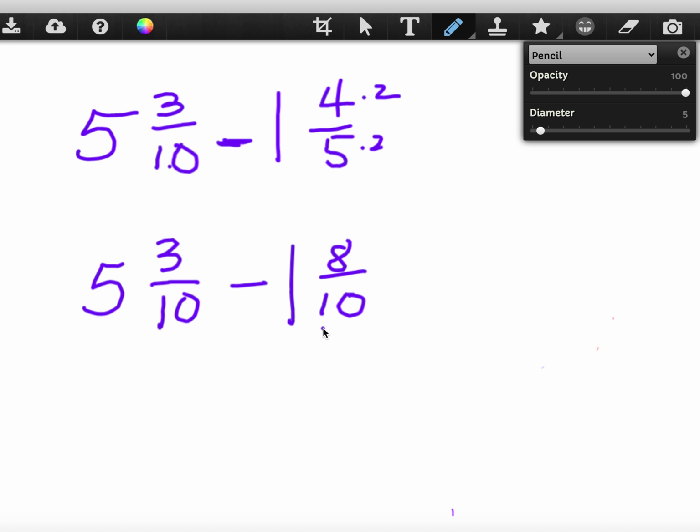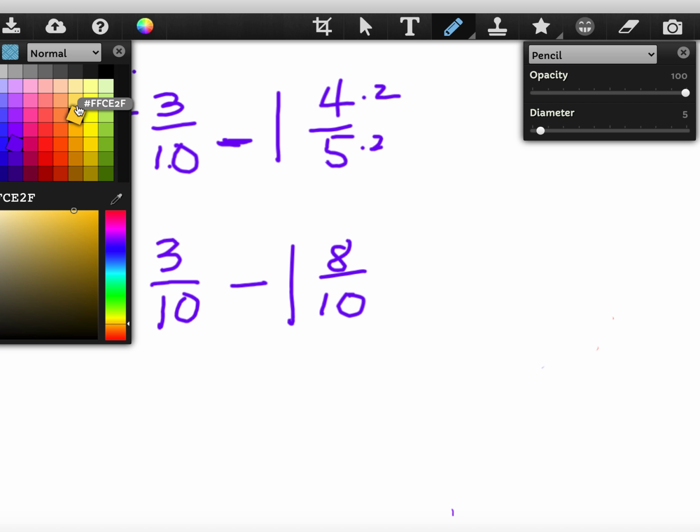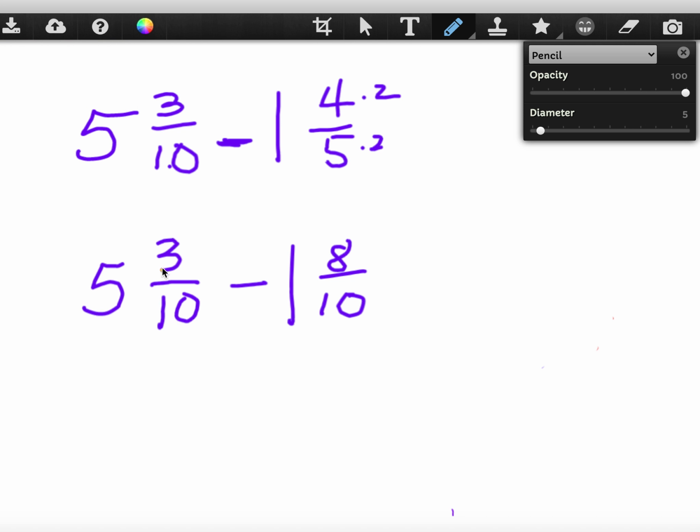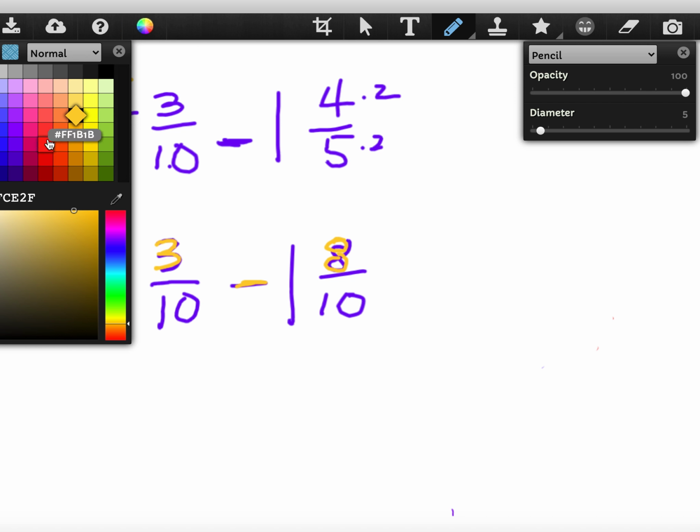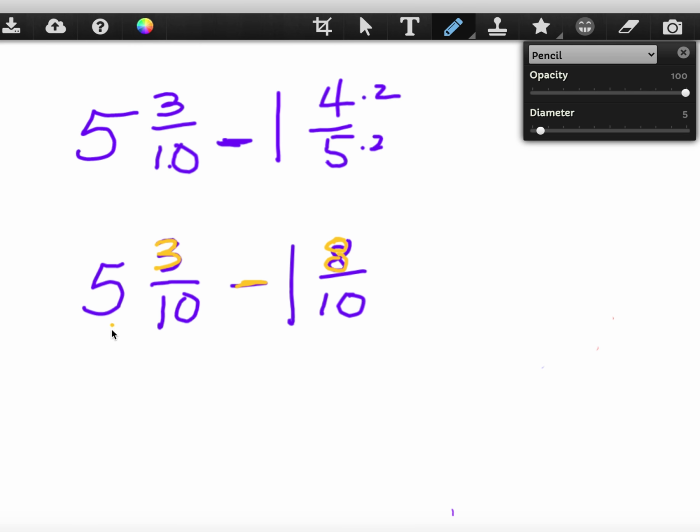So that's the same. All right, so now we go back and we look. I'm going to highlight it a little bit for you. We look at the 3, and we look at the 8, and we're subtracting. I cannot take 8 away from 3. So what I'm going to do is I'm going to come over to the 5, and I'm going to borrow 1. So I'm going to make this a 4.